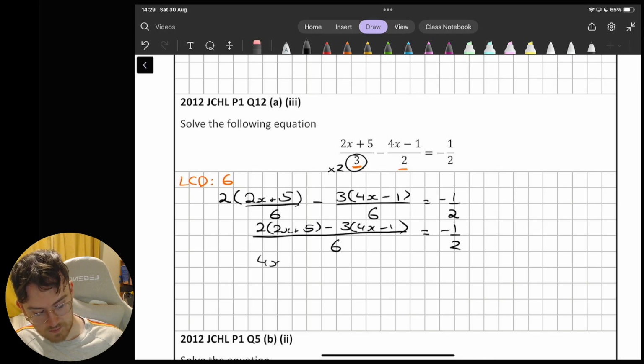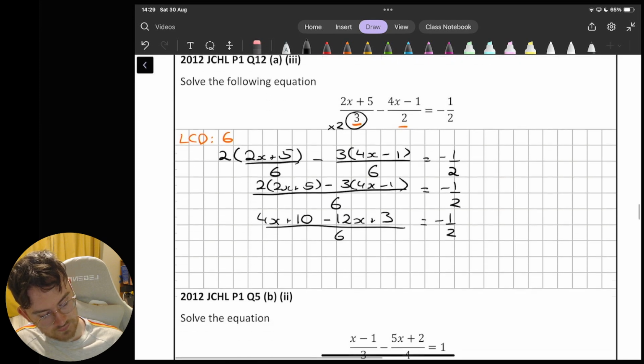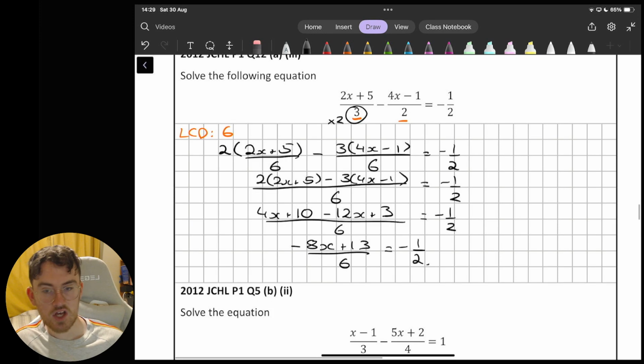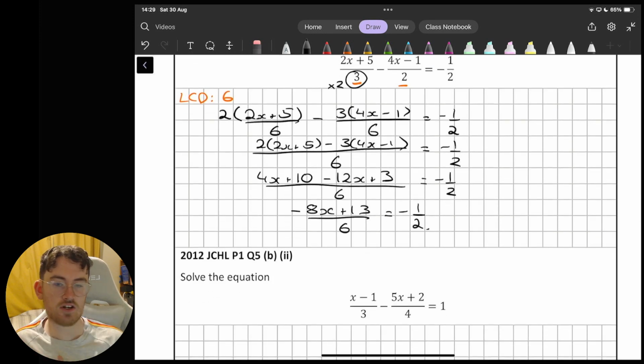Now I'm going to expand those brackets. Excuse me, that should be 10 there. And minus 12x plus 3 all over 6 equals minus a half. Going next, that's going to give me minus 8x plus 13 over 6 equals minus a half. So we've successfully simplified our fraction into one.